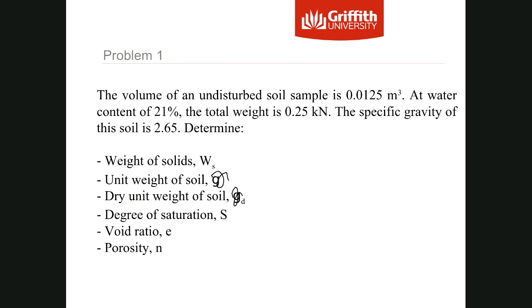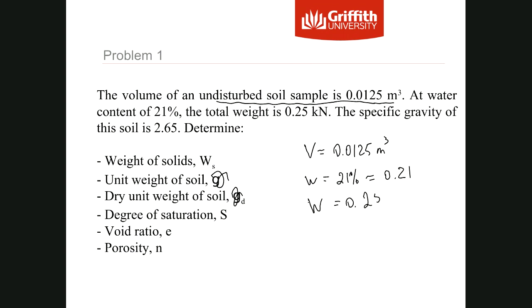Okay, so what we're going to do with this problem is we have some soil sample, an undisturbed soil sample, and we know the volume. Volume of the sample is 0.0125 cubic meters. We also know water content. Water content is 21%. We use percentage, but we can also use ratio, 0.21. And total weight is 0.12 kilonewtons.